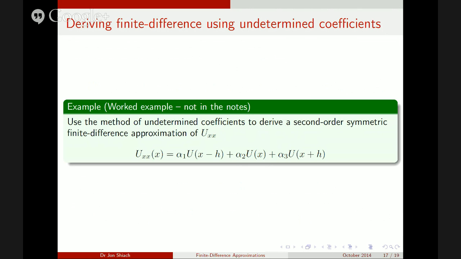Okay, what about the second derivative? Okay, here I've got alpha 1 times h squared over 2. Here I've got nothing. And here I've got alpha 3 times h squared over 2. So I've got alpha 1 plus alpha 3. That's all multiplied by h squared over 2.